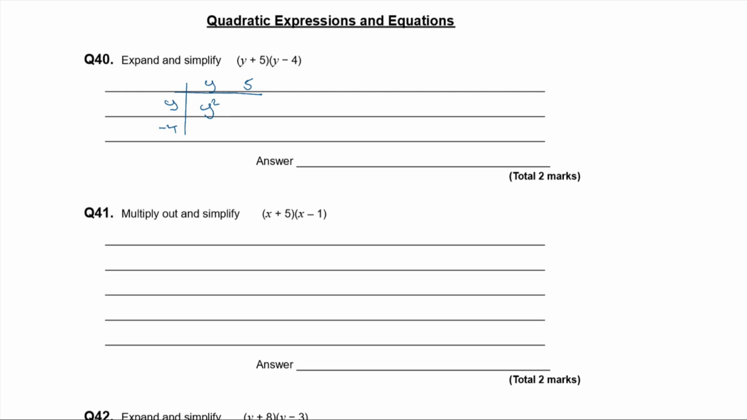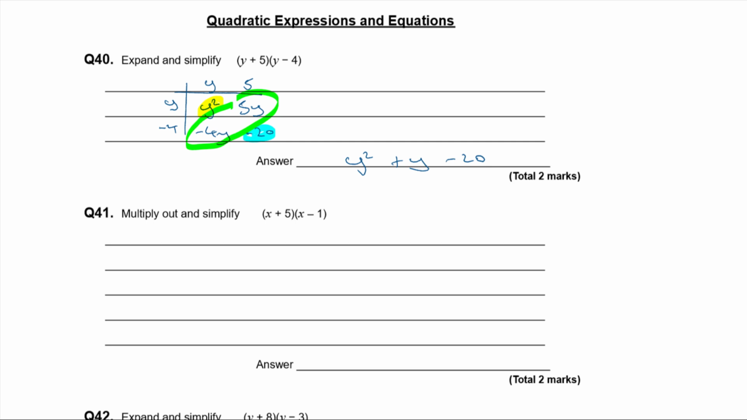So y times y is y squared, y times 5 is 5y, y times minus 4 is minus 4y, and 5 times minus 4 is minus 20. Now you'll notice I've got a term in y squared there, so that's going to be part of my solution. Now I've actually got 2 terms in y. I've got 5y minus 4y. So if you're at 5 on the number line, you take away 4, you get to 1y or just y. And then at the end there, I've got a minus 20. So it's y squared plus y minus 20.